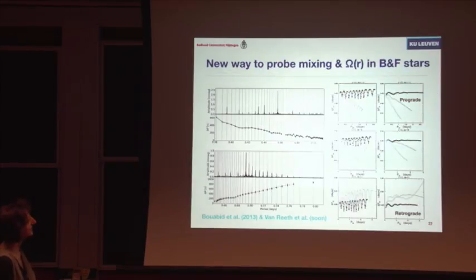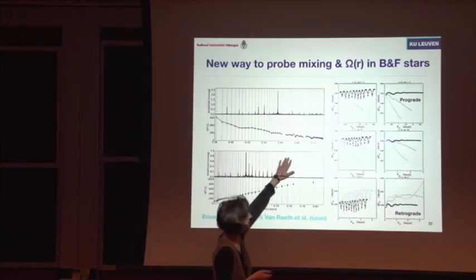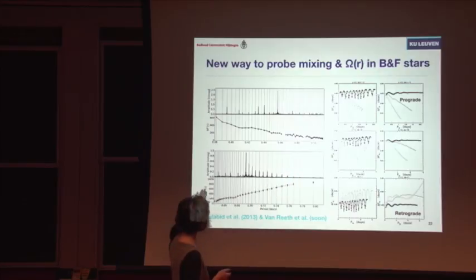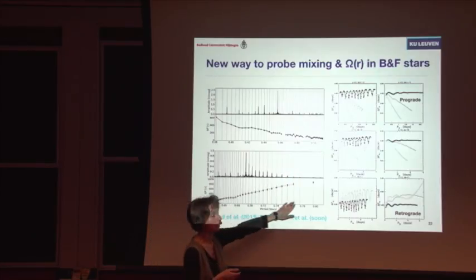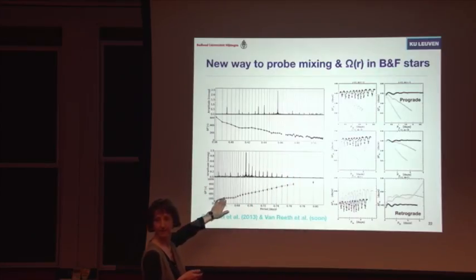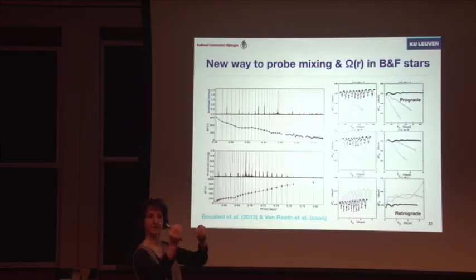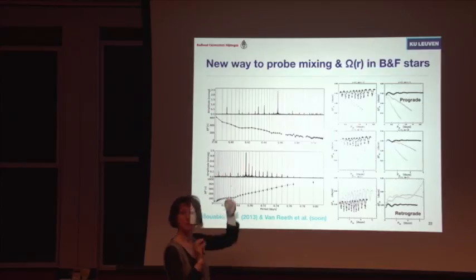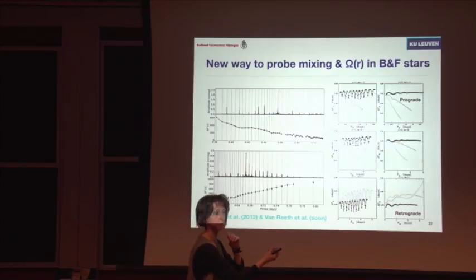Here's another case that came up last week. This is an F-type star. It's not a B star, so this is typically near 2 solar masses, where we see period spacing going down, and for the same star, period spacing going up. These are retrograde modes, the ones that have a wave pattern opposite to rotation. These are prograde modes, waves that go along with rotation.